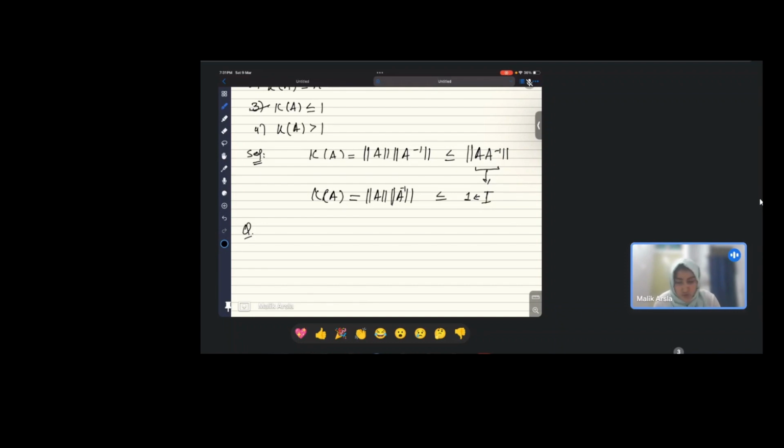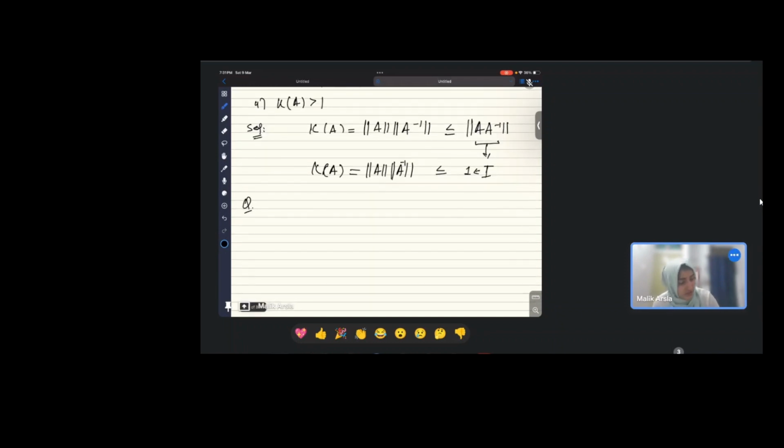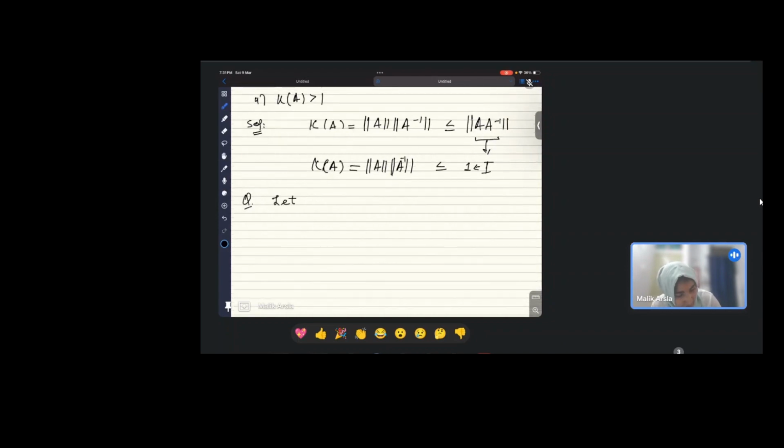So this is a simple question. Try to do it quickly. Let A be a 3 cross 3 matrix with entries 2, minus 2, 1, minus 1, minus 3, 1, 3, minus 5, minus 9. Then calculate its 1 norm, 2 norm, and infinity norm.